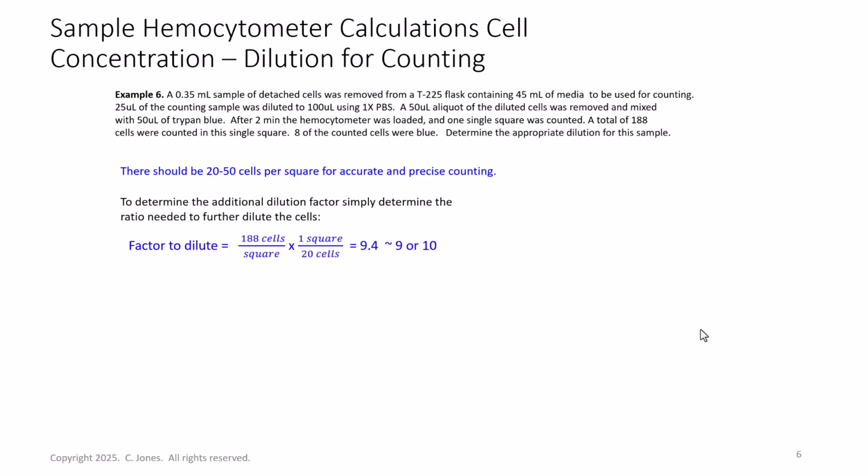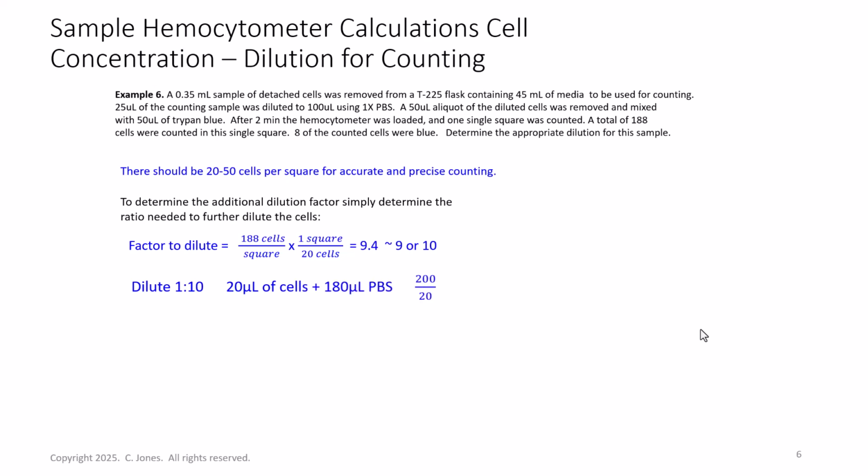Okay, so again, it's 188 cells per square. This is 1 square per 20 cells. That gives us a dilution factor of 9.4, which we can round to 9, or in this case, I would round it to 10, because I'm sure that I did not accurately count 188 cells in the square. I'm guessing there are probably more, and also 10 is just an easier number to work with when we're calculating dilution volumes. So we're going to dilute 1 to 10.